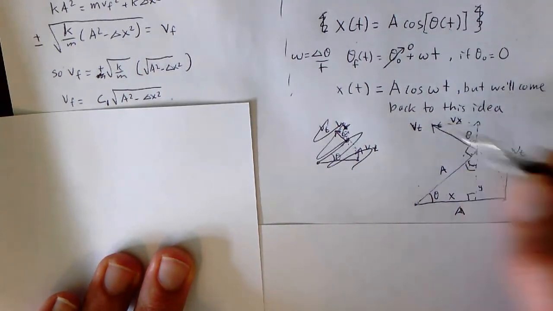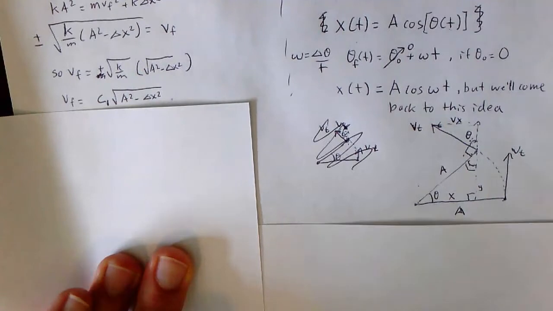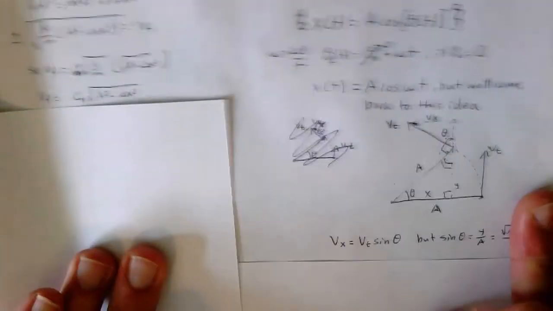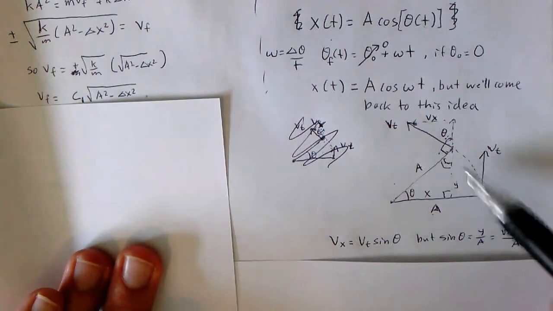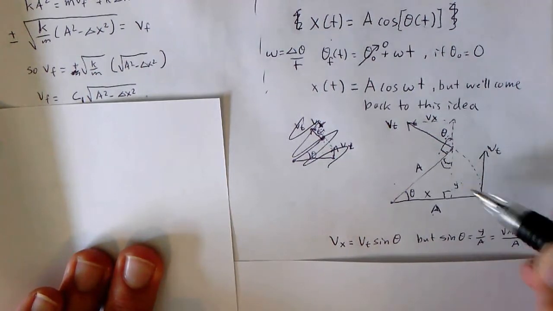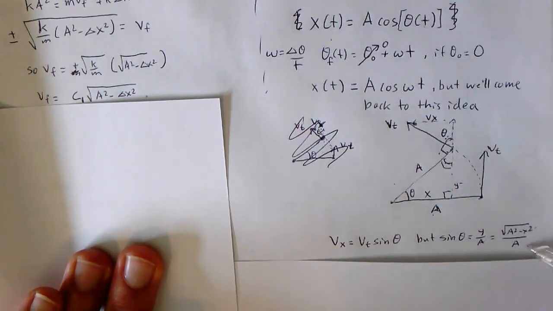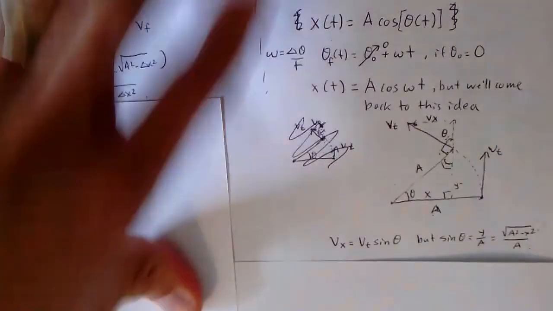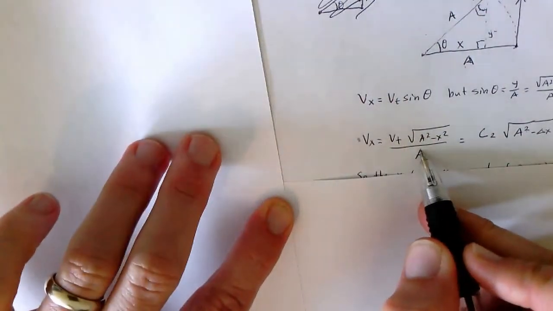All right, Vx is going to be Vt, the tangential velocity, times sine theta. But sine theta is also y over a, where y, if you solved for it using the Pythagorean theorem, is y squared equals a squared minus x squared, and then take the square root of both sides. You get this. And you might be wondering, why do we care? Well, the reason we care is because we're going to plug in for sine theta there. And Vx is Vt over a.